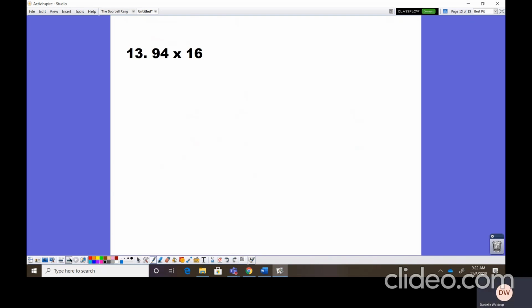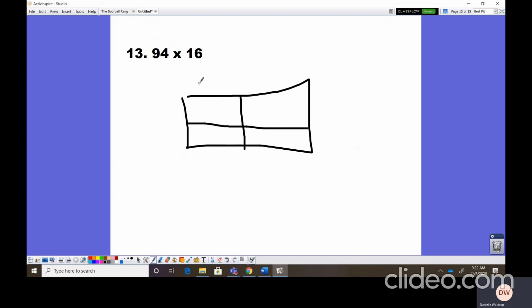Number 13, 94 times 16, it's another 2-digit by 2-digit, so it's another 4 square. So 94, 90 plus 4, 16, 10 plus 6. Do your multiplying. 90 times 10, 9 times 1 is 9. 2 zeros to work with that you have to include. 4 times 10 is a basic fact. I know that's 40. 90 times 6, 9 times 6 is 54. There's 1 zero to include, so 540. 4 times 6 is 24.